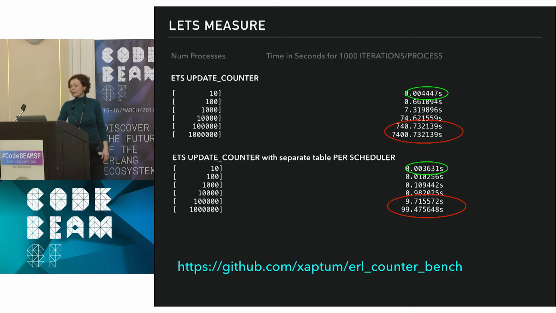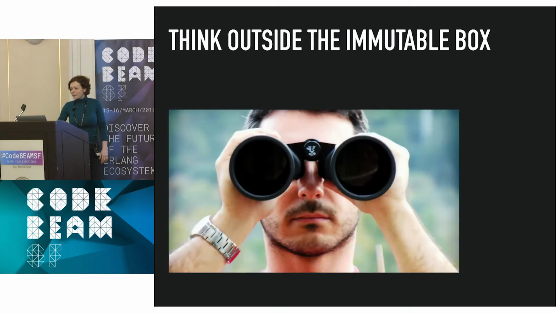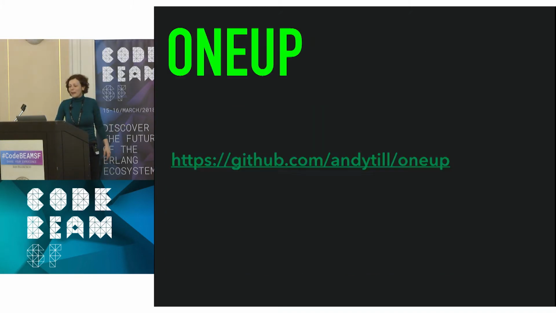So he did a Google search to see if there is such a thing in Erlang as mutable counters. As a C++ developer, he was thinking outside of the immutable box, unlike myself. And he did that quest, and surprisingly, he found something. We found this wonderful repo by Andy Till called oneup. It's a very simple set of NIFs.